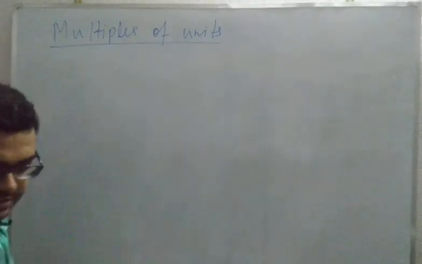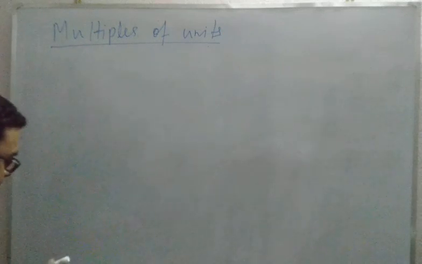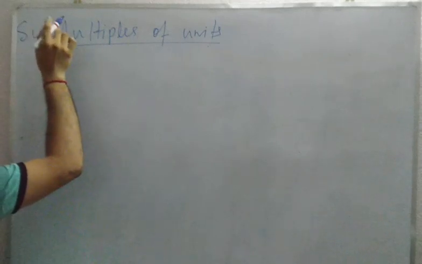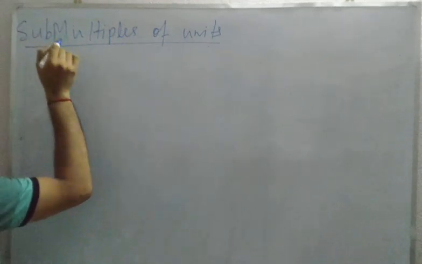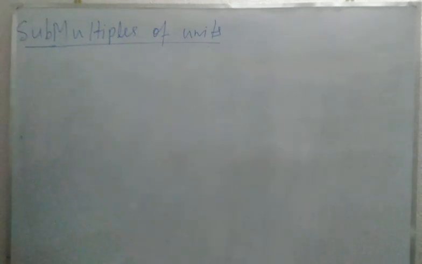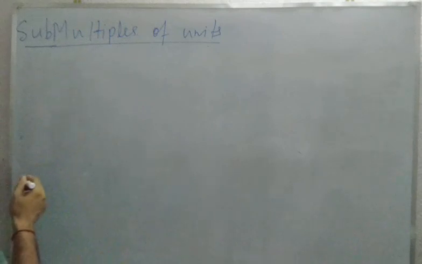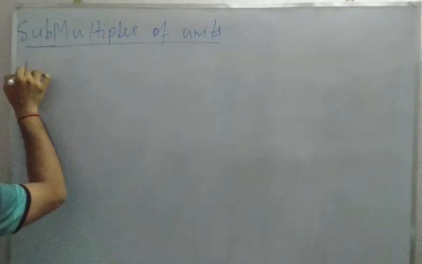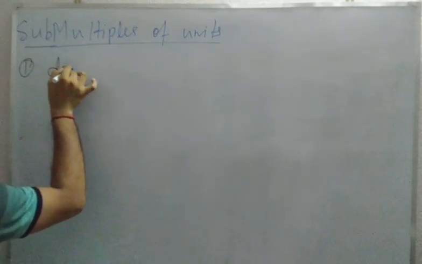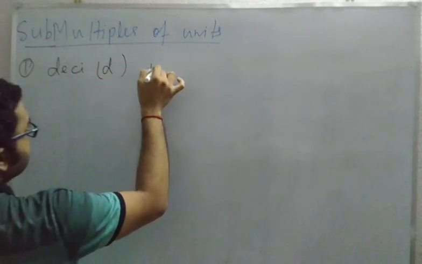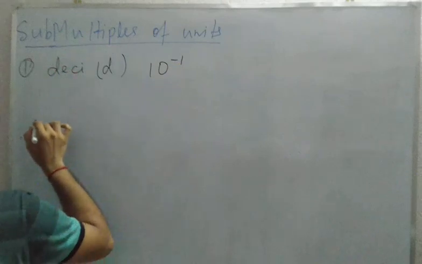Sub-multiples. So next comes the sub-multiples. I will just put the letters "sub"; the remaining thing will be the same. Sub-multiples of units. Let us see what the various sub-multiples of units are. To begin with, number one is deci. Symbol is small d, 10 to the power minus 1.